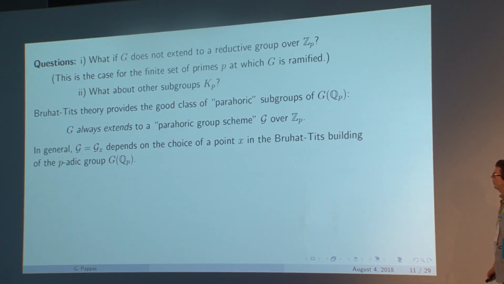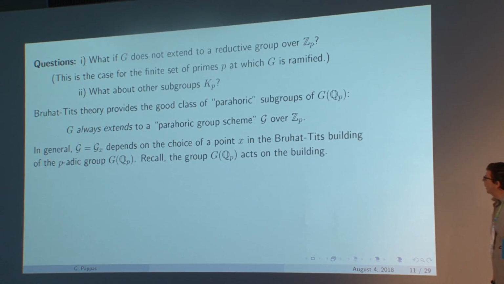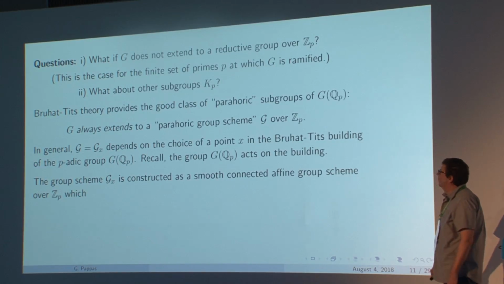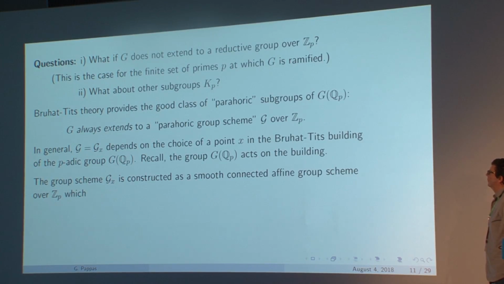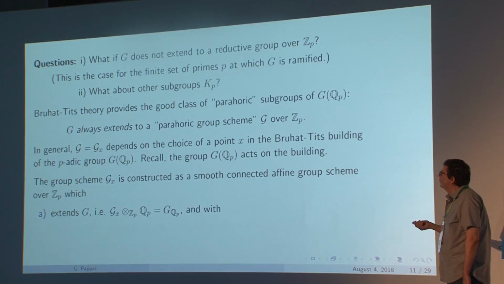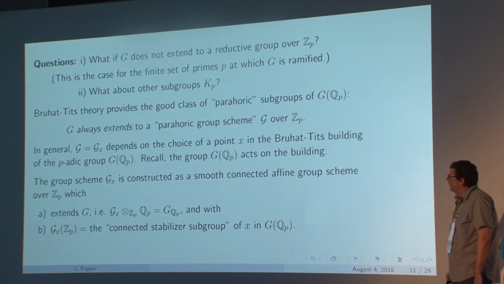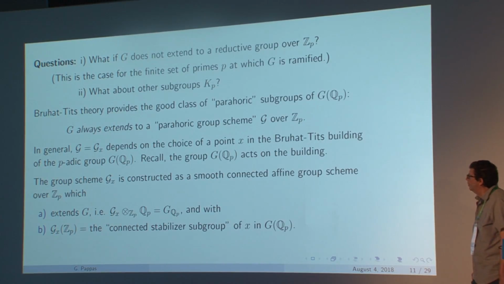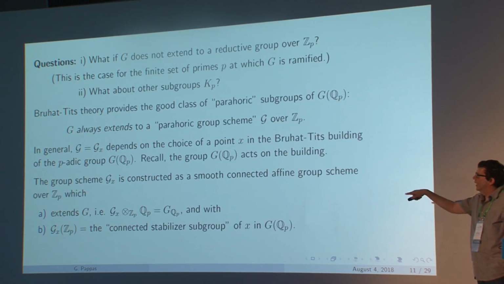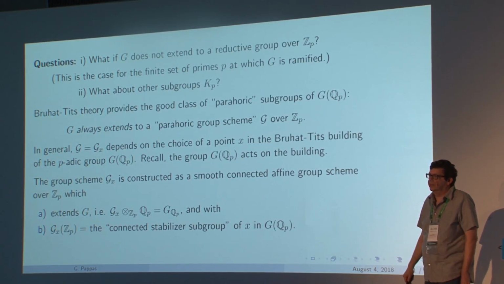This extension depends on a choice of a point in the building, and I'm not going to say much about that. I'm just going to say that the group acts on the building, and so the group scheme that I'm extending my reductive group to is constructed as a smooth connected affine group scheme over Z_p, which has the following properties: it extends G, and the Z_p-valued points is the connected stabilizer subgroup of x in G(Q_p). So as I said, the group acts on the building, a part of the group fixes x, and basically up to connected component, whatever that means, this is what G_x(Z_p) is.